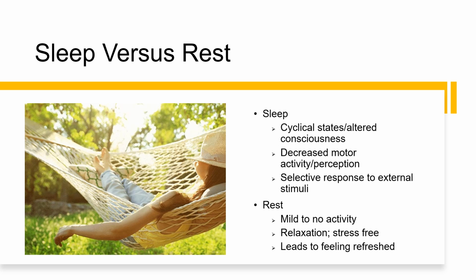So sleep is a cyclically occurring state of decreased motor activity and perception. Our body functions slow, our metabolism falls, and the body conserves energy. Sleep is characterized by an altered consciousness. While we are sleeping, we're unaware of the environment around us, and our brain will respond selectively to external stimuli.